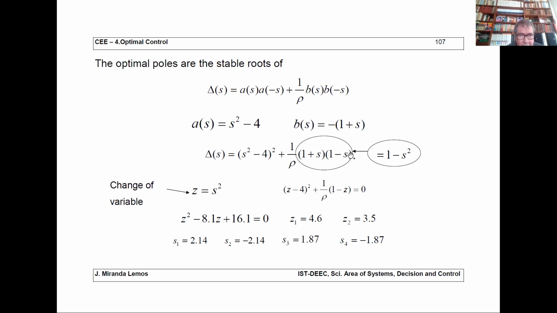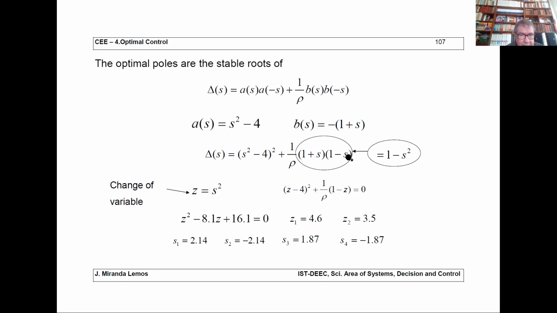And you can simplify this. 1 plus s times 1 minus s is nothing more than 1 minus s squared. So when you compute the roots of delta of s, you just have to solve this equation with rho equal to 10. Now you can use a computer, but in this case, you can make a change of variable. This is a biquadratic equation.